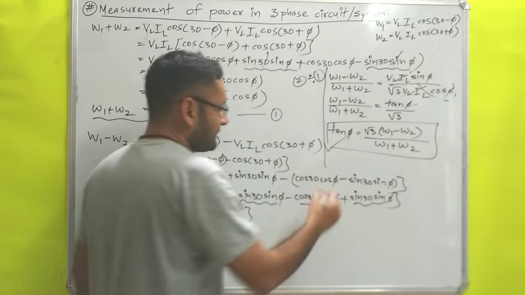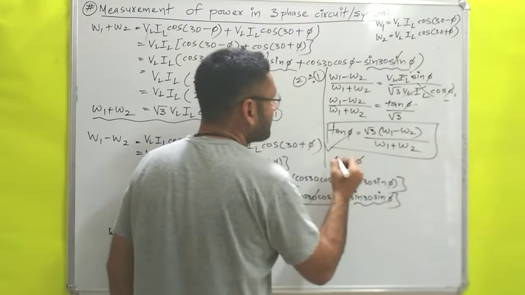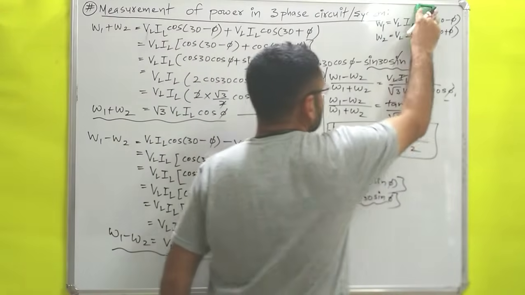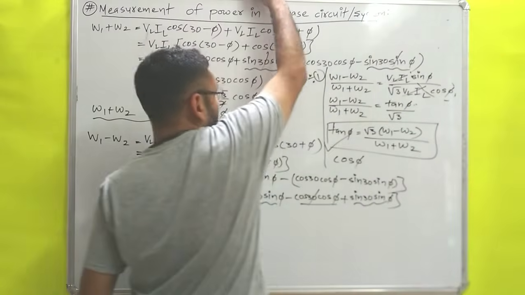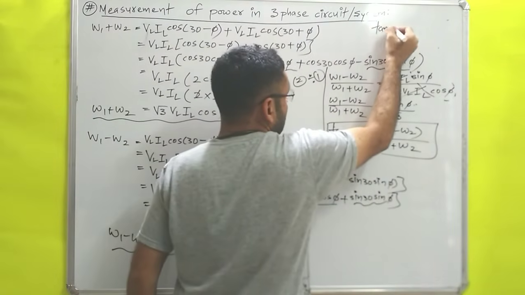Now onwards we will derive the power factor, which is cos phi. So that important result of tan phi I will write over here. Over here I will write tan phi is equal to what?